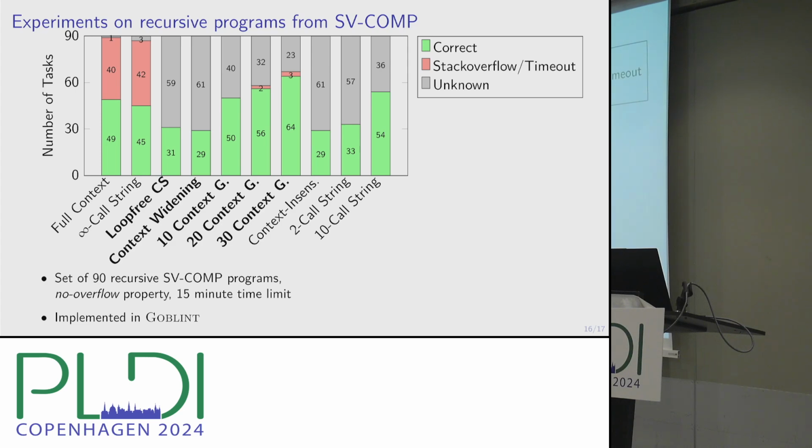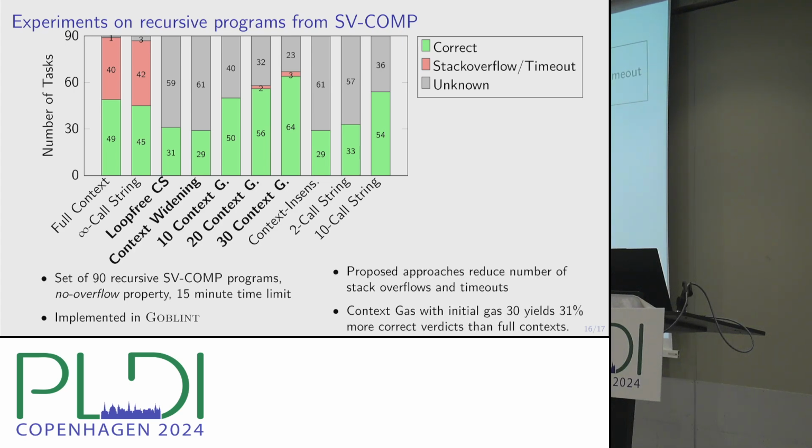Now for the context gas, you can see that actually we get quite good results regarding the precision. And for the higher context gas, you actually get better values with regards to solved tasks compared to the full context analysis. Unfortunately, for higher context gas values, you also get some stack overflows or timeouts. Okay. And so in this case, on this set of benchmarks, this context gas of 30 yielded the best results and better results than the full context analysis.